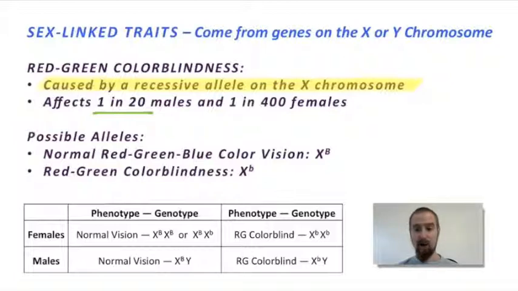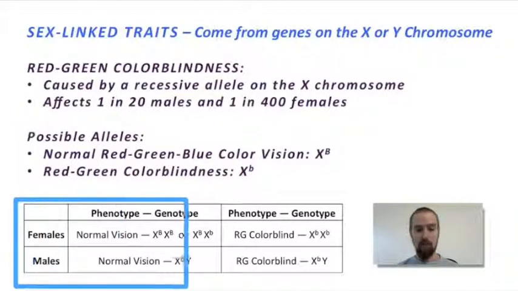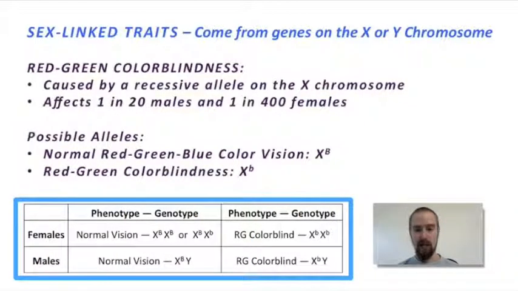This condition affects about 1 in 20 males, while only about 1 in 400 females. And this disparity is due to the fact that males have only one X chromosome, while females have two. In this chart, we can see how different phenotypes relate to the possible genotypes of males and females.